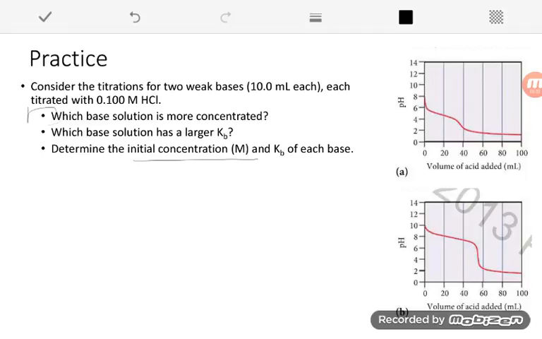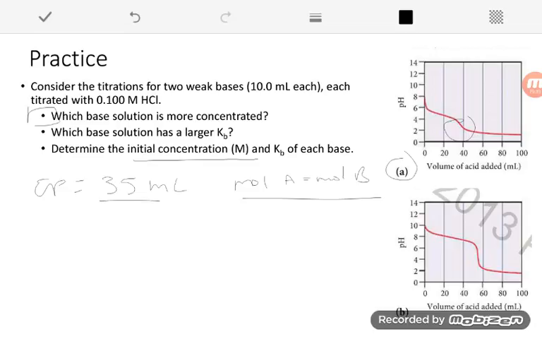So just like for our first question, to look at concentration, we looked at the equivalence point. We're going to do the same thing. So let's do A first. At the equivalence point, we had added about 35 milliliters of acid for part A. Now we need to keep in mind that at the equivalence point, the moles of acid and the moles of base are equal. So if I can figure out how many moles of acid I've added, that will tell me how many moles of base I must have started with because of this relationship.